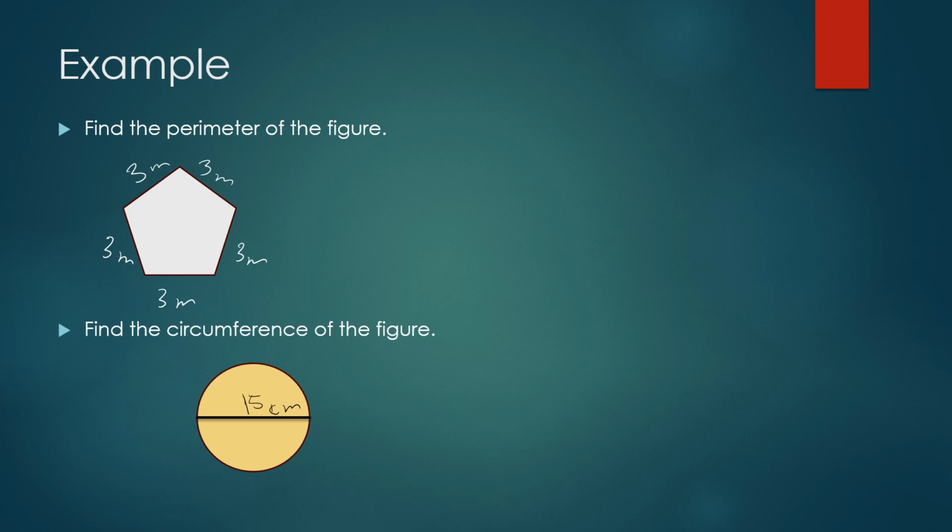Since this is not one of our basic shapes that we've talked about, we need to use the definition of perimeter. So the perimeter is the sum of all the sides. So here, I would have 3 plus 3 plus 3 plus 3 plus 3. Since they are the same length and there are 5 sides, we can simplify this by just doing 5 times 3, which is going to be 15, and then we write down the m for the units of meters.